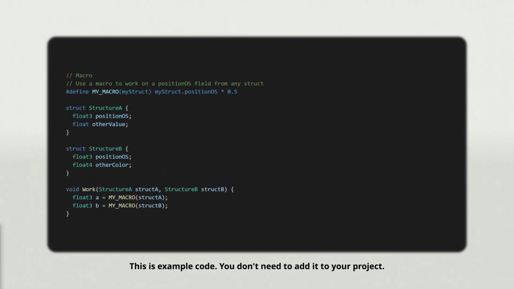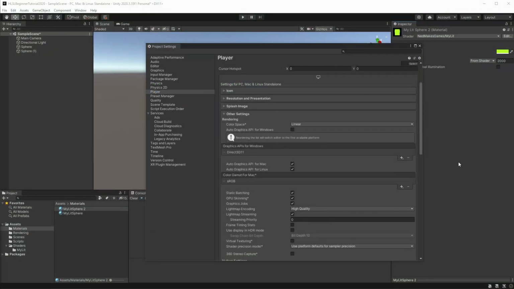HLSL doesn't have inheritance or polymorphism, so if you want to work with any structure that has a positionOS field, but you don't necessarily know the structure type, a macro can do the trick. Here's an example. They're also great at handling platform differences, which is what Unity has done with TEXTURE2D. See, different graphics APIs like DirectX, OpenGL, etc. use different type names for textures. To make shader code platform independent, Unity provides a variety of macros to deal with textures. That's just one less thing that we have to worry about.